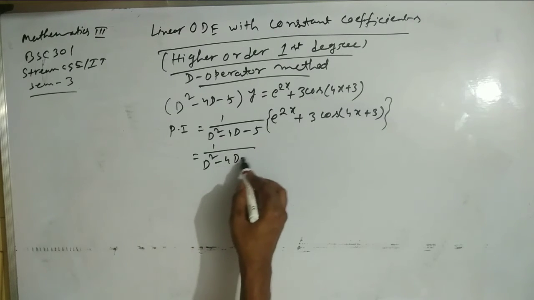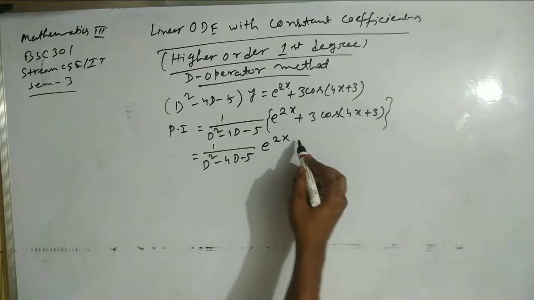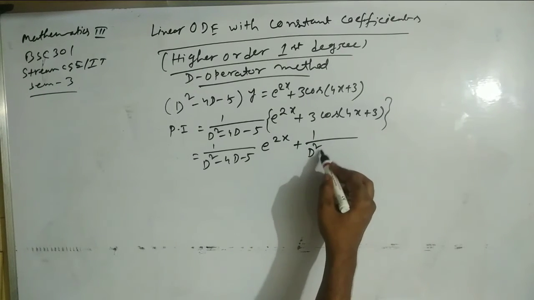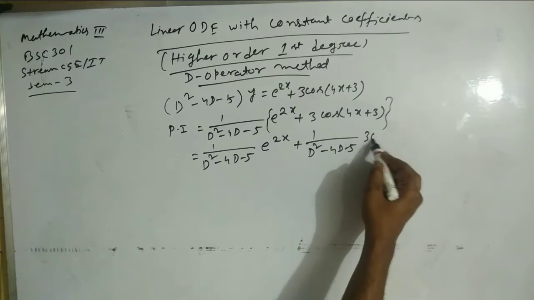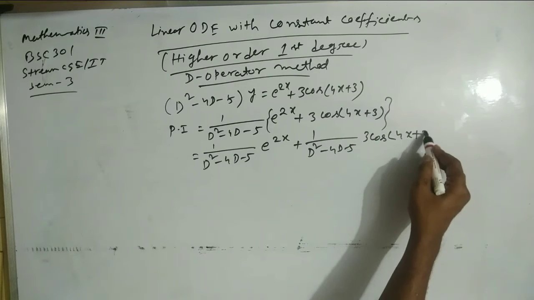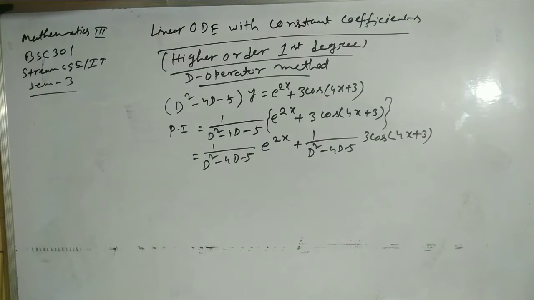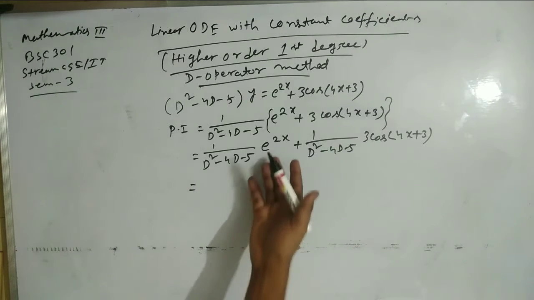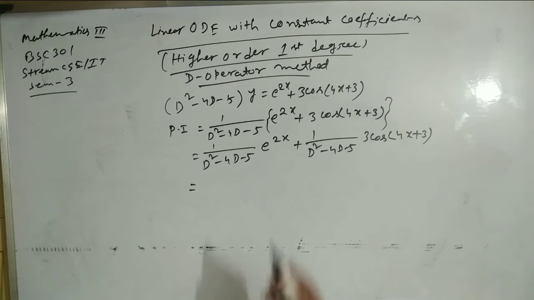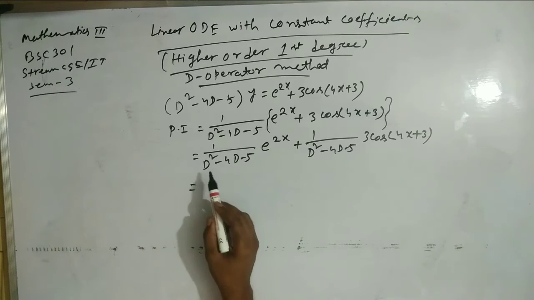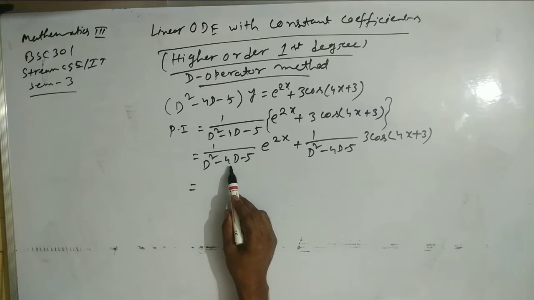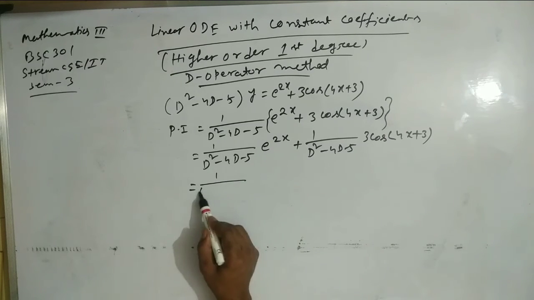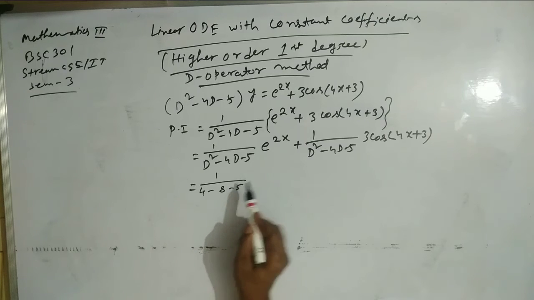1 by (D square minus 4D minus 5) operating on e to the power 2x. Similarly, 1 by (D square minus 4D minus 5) operating on 3 cos 4x plus 3. Okay. Now, since this is an exponential function, we have to put 2 in place of D. If you put 2 in place of D, the result will be 2 into 2, 4, minus 8 minus 5, and the result is non-zero, so we can put it here: e to the power 2x by (4 minus 8 minus 5).